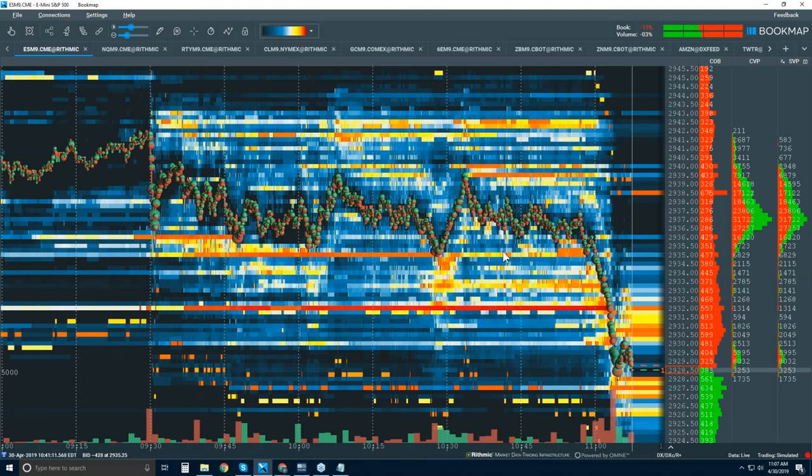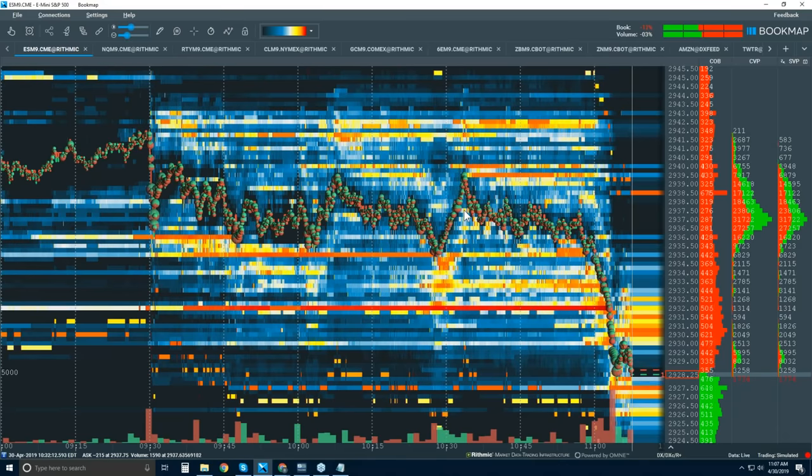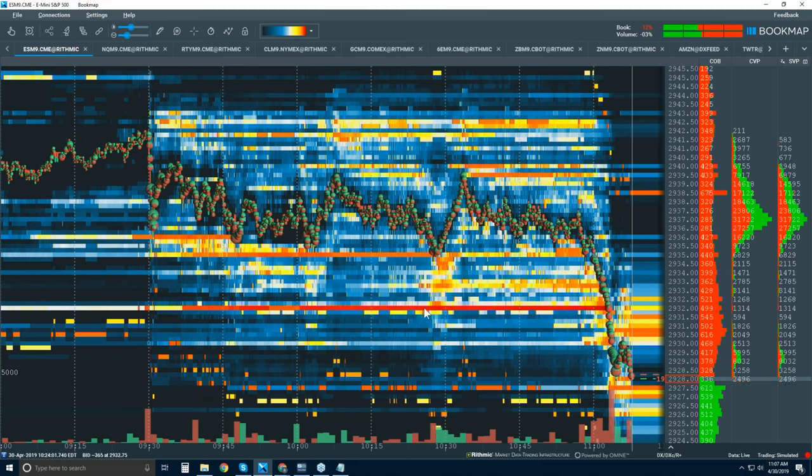So what we're looking at are only three elements on this Bookmap chart: the best bid and offer, the volume dots trading or transacting on that best bid and offer, and then the heat map. The heat map is the one that throws most people off a bit. They've never really seen liquidity displayed or visualized this way, and this is an advantage of using Bookmap.